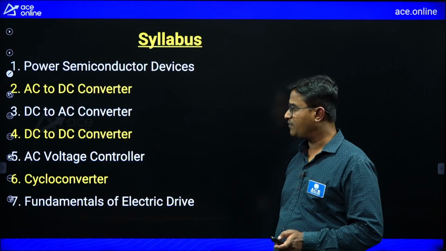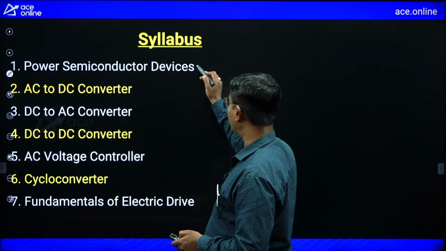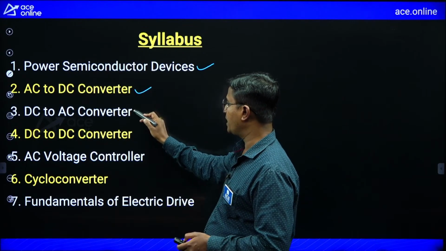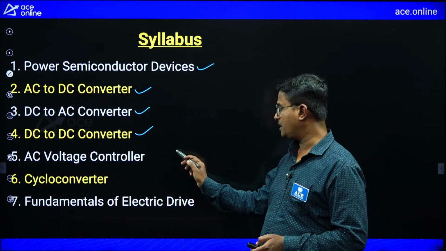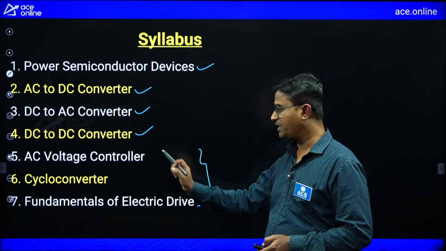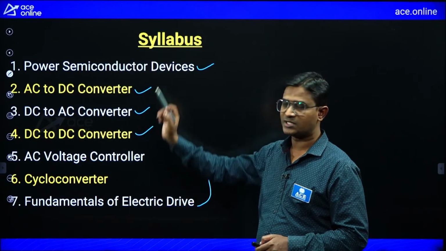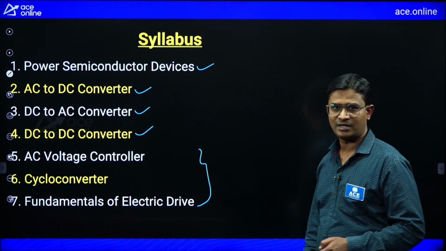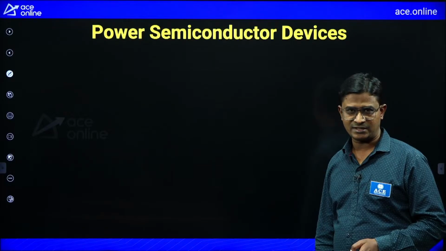But based on the previous year questions, if we check, the maximum questions you will be getting are on only the first 4 chapters. Comparatively very few questions you will be getting on the remaining 3 chapters. So more questions on these 4 chapters, so these 4 chapters are very important. All right. So let us now discuss, one by one, power semiconductor devices.